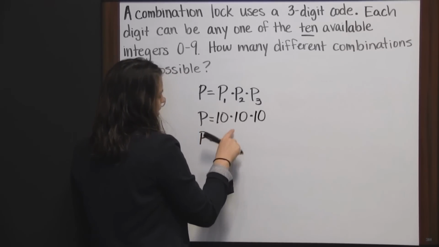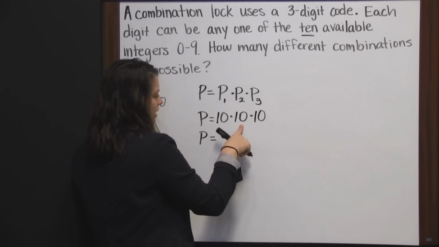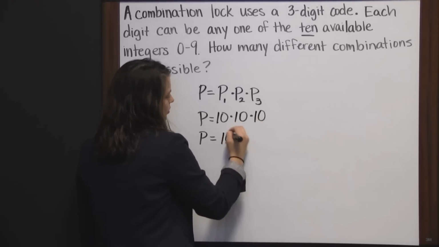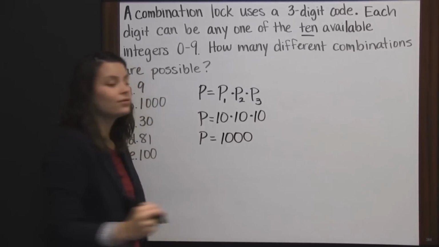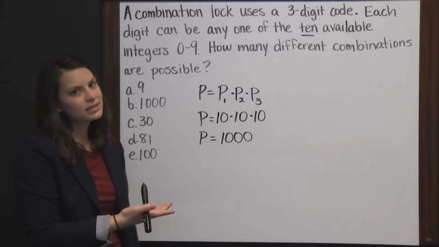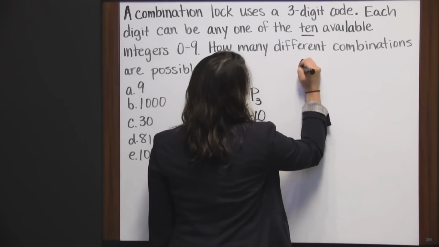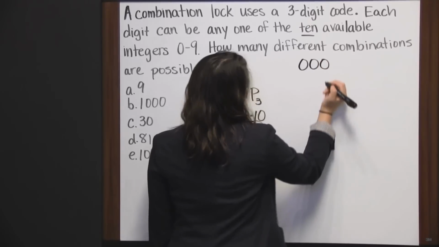So the possible outcomes is 10 times 10, which is 100, times 10, which is 1,000 possible outcomes. This is the quicker way to do it. Of course, you can always see by actually writing the combinations.